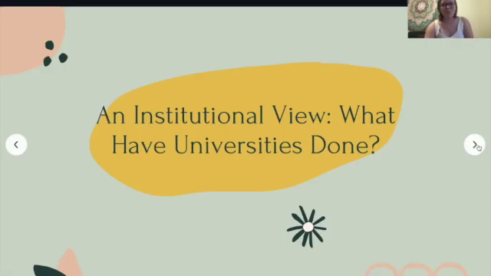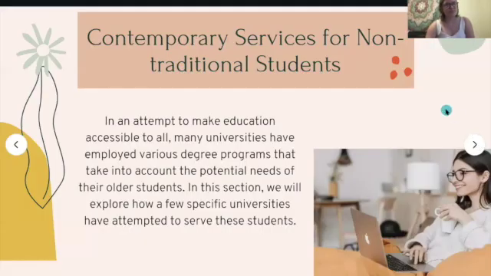So first up, we have contemporary services for non-traditional students. In an attempt to make education accessible to all, many universities have employed various degree programs that take into account the potential needs of their older students. In this section, we will explore how a few specific universities have attempted to serve these students.